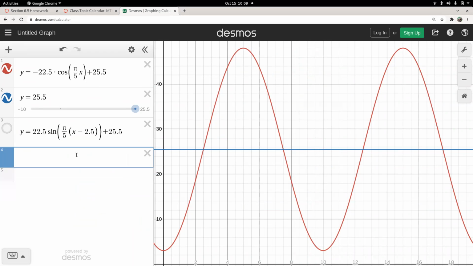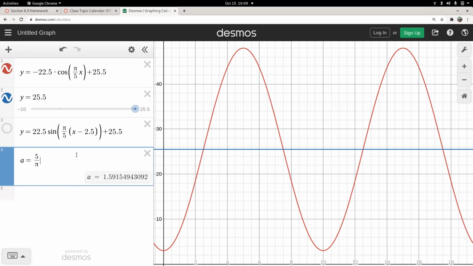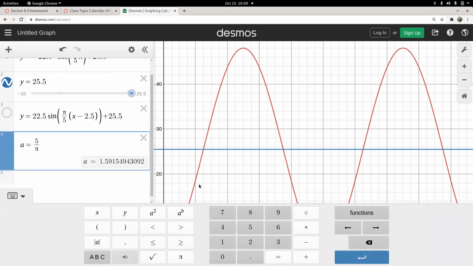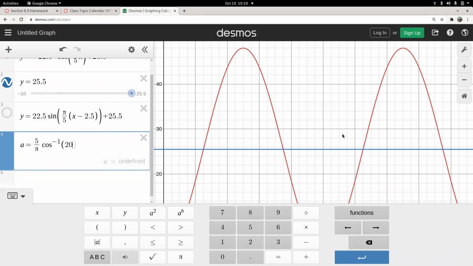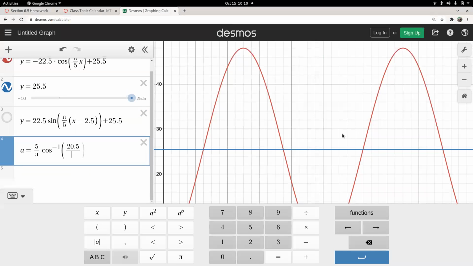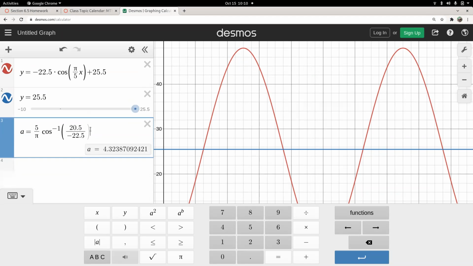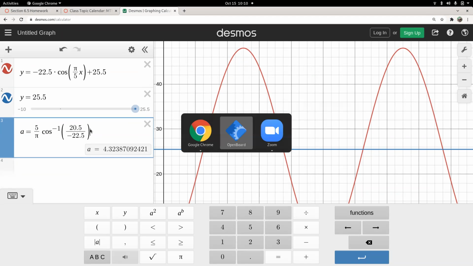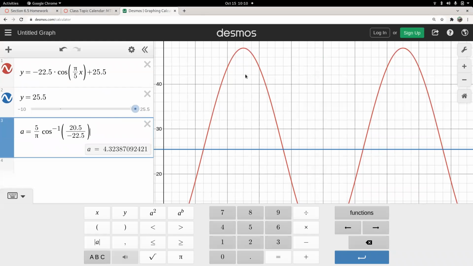All right, so we think, let's call this time A, is 5 over pi times the cosine inverse, or you could just type arc cosine, cosine inverse of 20.5 divided by negative 22.5. Let's get this function out of the way. And I believe that's what I wrote. Let's double check. I think so. Yeah, that looks right.